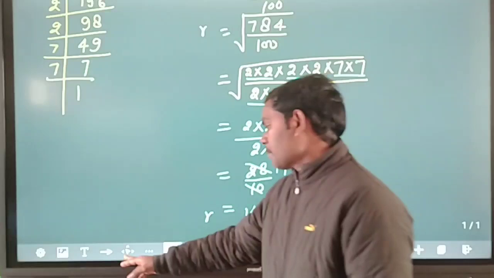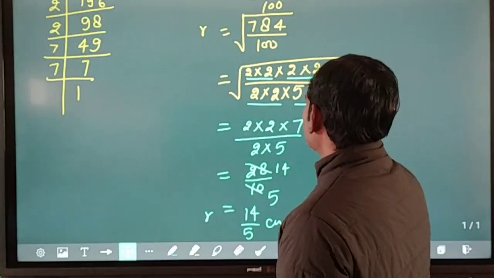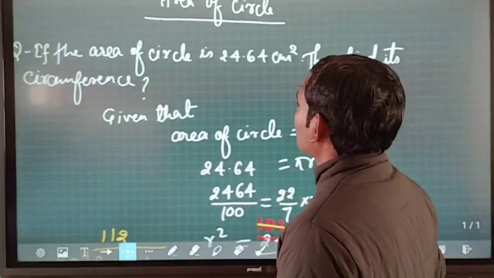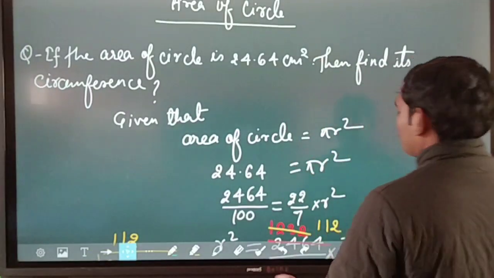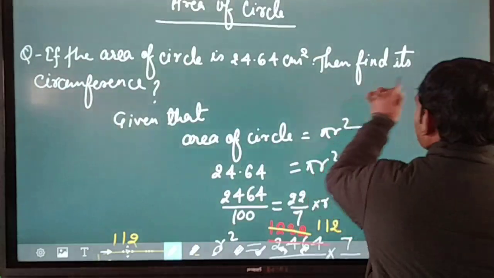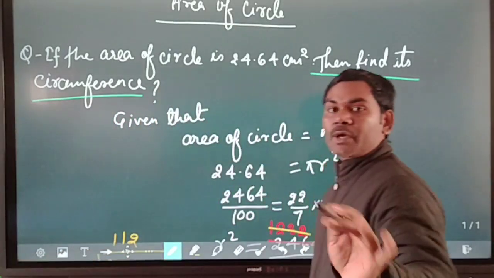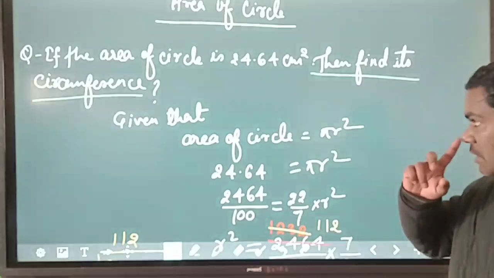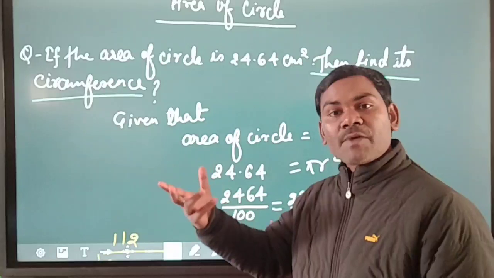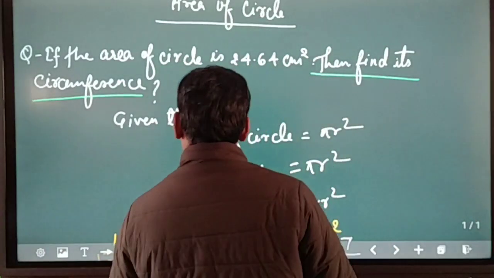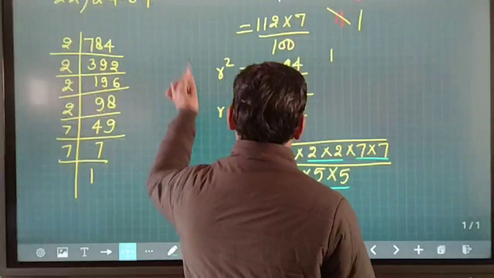Now let's see the next. The next problem is we have to find out its circumference. Since we got its radius, now we can easily find out its circumference. So let's see its circumference.